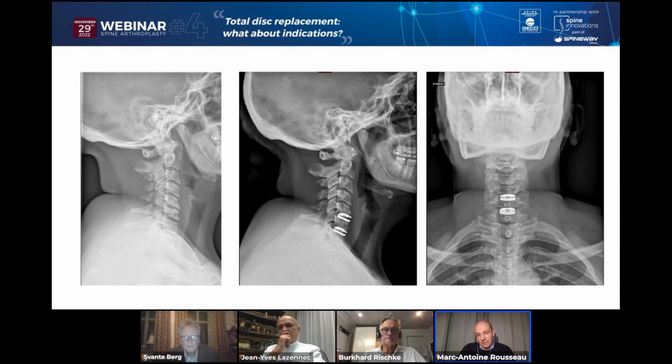Here is an example of my cases. It's a 2-level discopathy, C5-C6, C6-C7. We went to a double-level disc arthroplasty, and that was fine with some restoration of lordosis. But what I want to say is that probably the viscoelastic prosthesis with the ability of binding vertebrae together is a warranty of stability, and there's no point in avoiding multiple levels.